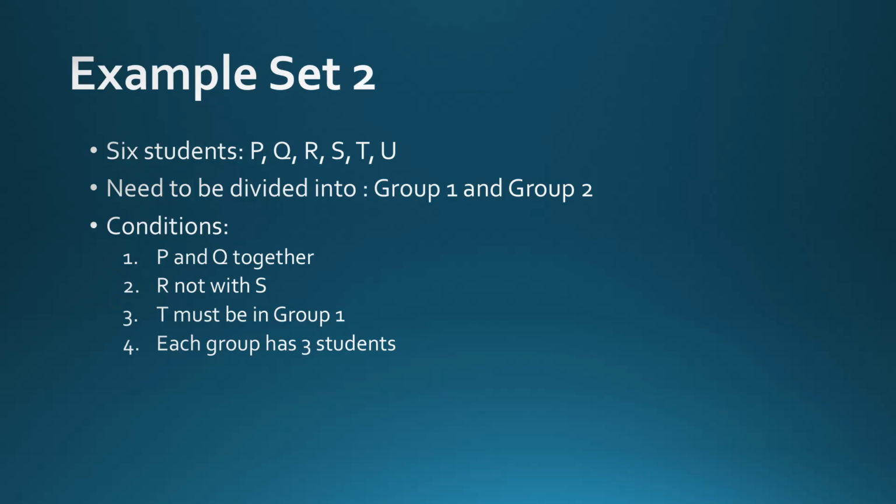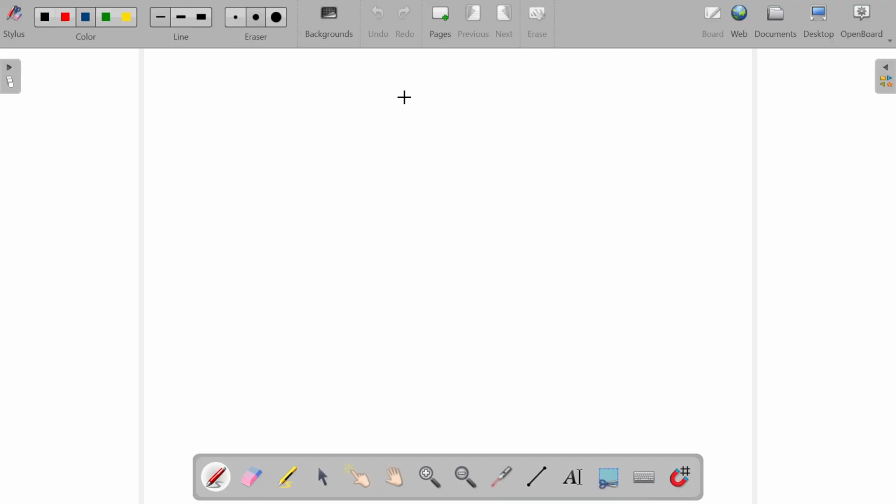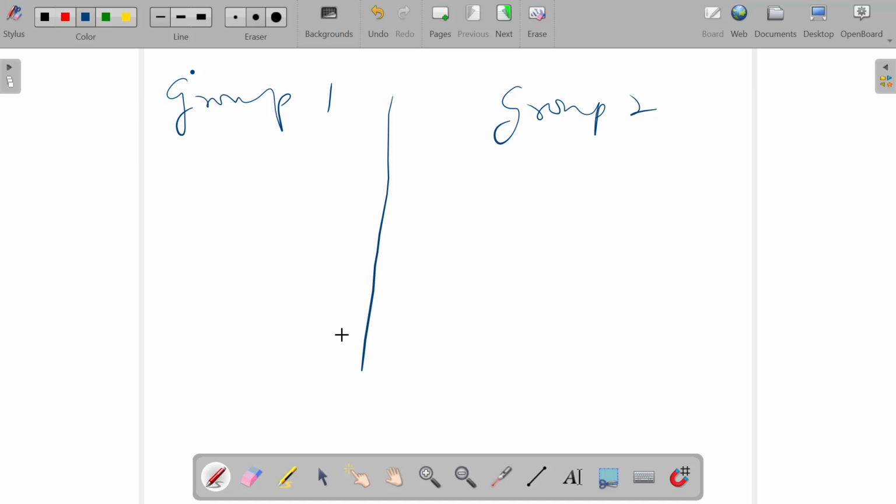Now let us solve one more example. 6 students P, Q, R, S, T, U need to be divided into group 1 and group 2. Conditions: P and Q together, R not with S, T must be in group 1. Each group has 3 students. Okay, so let's solve this. So we have to make the table first. So there is group 1 and then there is group 2. What are the conditions? P and Q have to be together, R not with S, T must be in group 1. Okay, so let's fix the definite information.